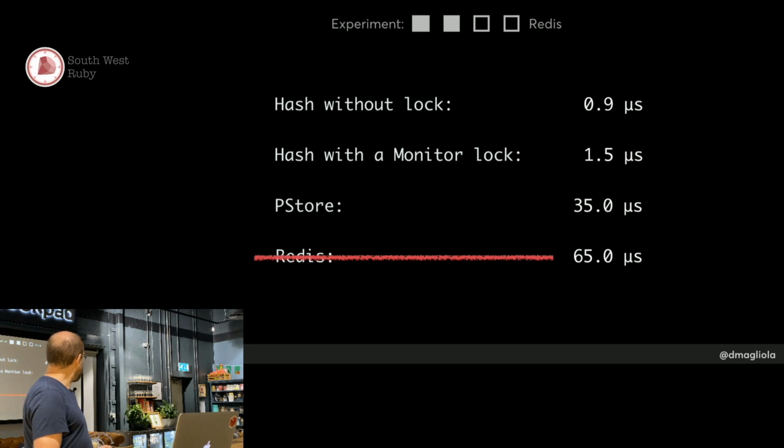Now, I was very sad when this happened because I thought I had it, but also, how? I mean, how can it be this slow? Isn't Redis supposed to be super fast? Now, if you think about it, it kind of makes sense.